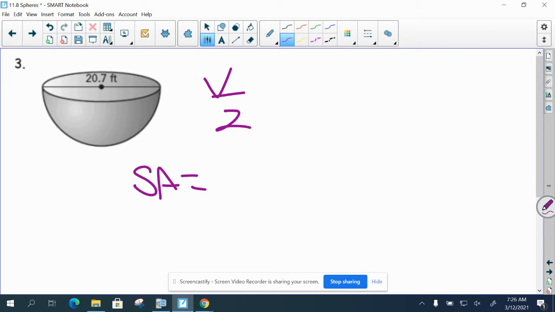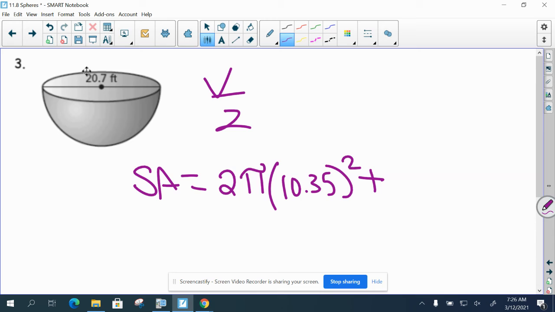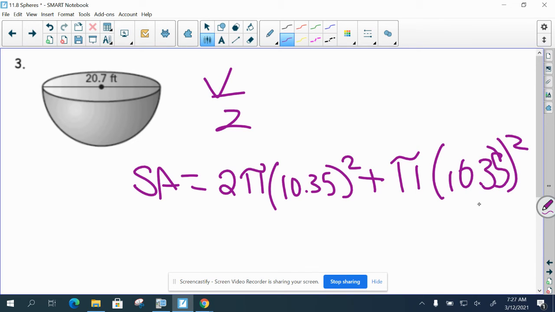Surface area is a little bit different because you're going to do half of the surface area, but then you also have to add the top portion. So instead of 4 pi r squared, you're just going to do 2 pi r squared because you're doing half. So 2 pi times the radius, 10.35 squared. And then you're going to add that to the area of the top part, which is just the area of a circle, pi r squared, 10.35 squared. So really you end up with 3 pi r squared if you add those together. So type that in your calculator and get the answer.